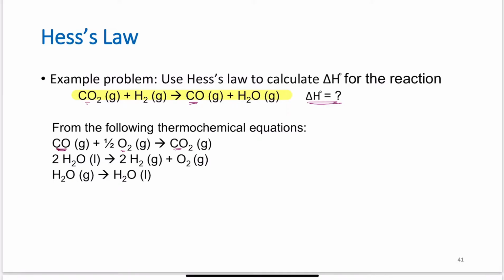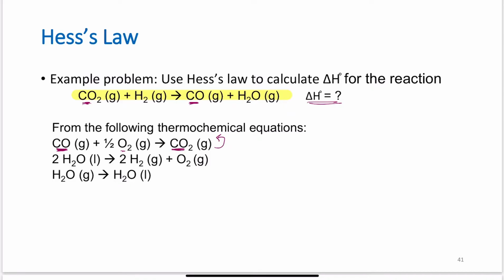What this tells me, I've got CO and CO2. Those are common to my target reaction, but they're on the wrong side. This has CO on my reactant side, this is on my product. This has CO2 on my product side, this is on the reactant. I'm going to flip this equation around.